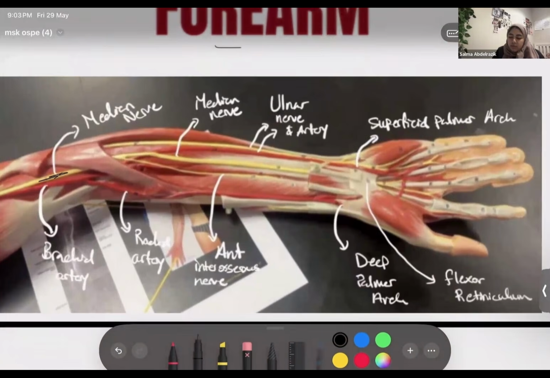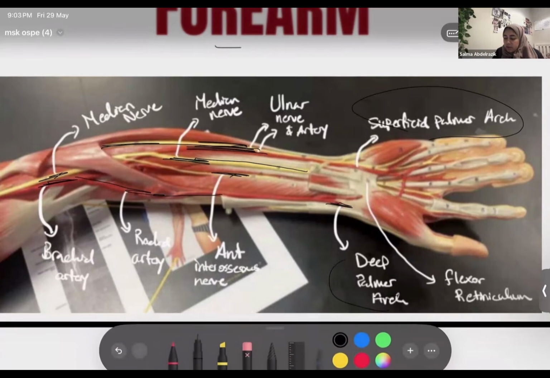Here's again the neurovasculature of the forearm, which is just a recap of everything important. You have the median nerve with the brachial artery, they come together in the fossa, and then the median nerve continues. On the ulnar side, you'll have the ulnar nerve and artery together. And you'll have the radial artery going on here. You have the anterior interosseous nerve. And then you have the deep palmar arch and the superficial palmar arch, which I'll explain in the coming slides.